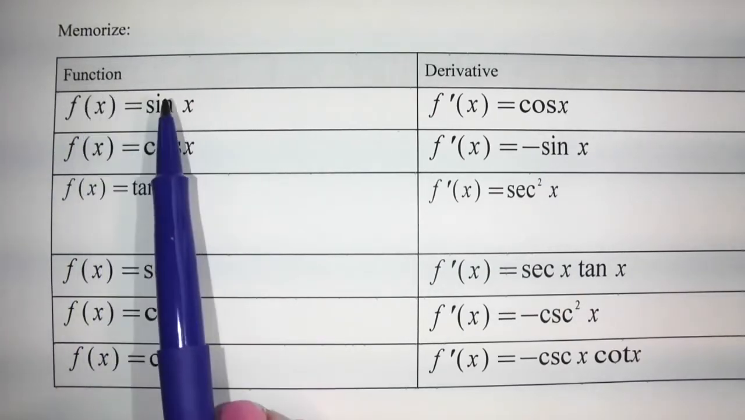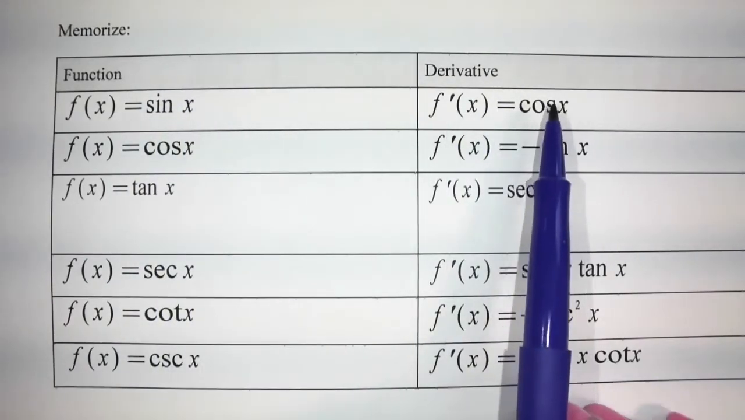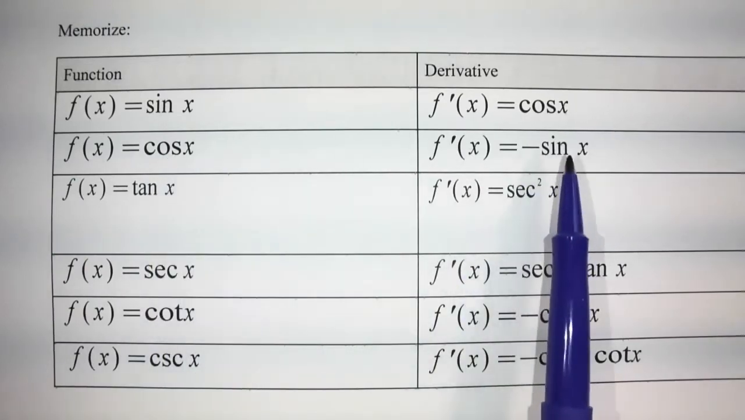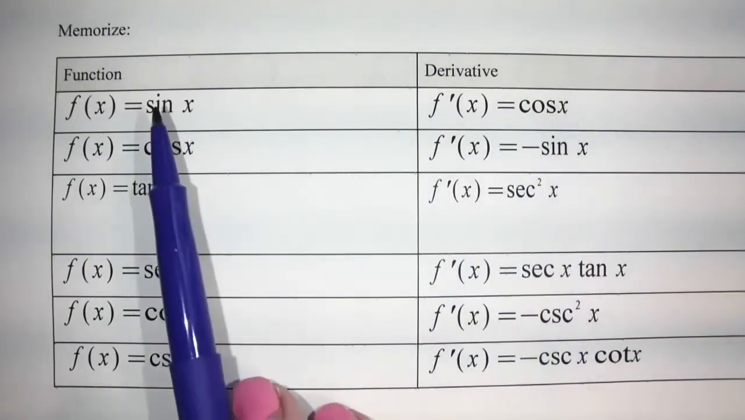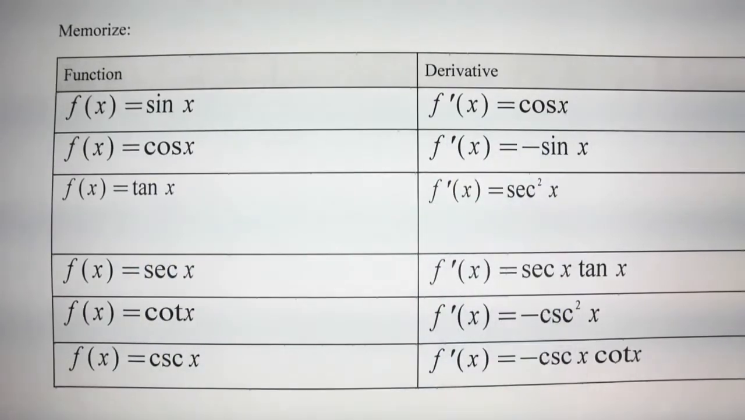If we have f of x equals sine x, the derivative of sine x is cos x. The derivative of f of x equals cos x is negative sine x, so be careful. Derivative of sine is positive cos, derivative of cos is negative sine. You need to make sure that you learn your derivatives thoroughly so that when we work with antiderivatives, you don't mess up on your signs there, because that can cost you a lot of marks on exams.